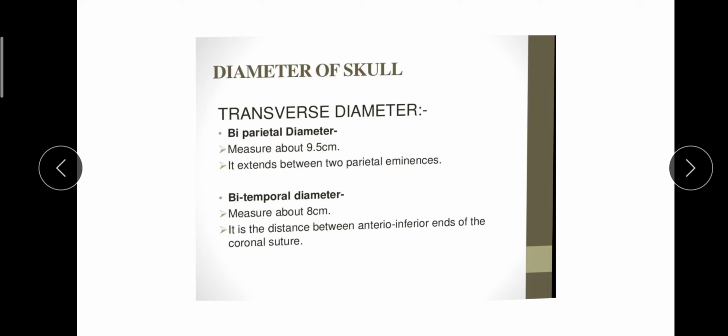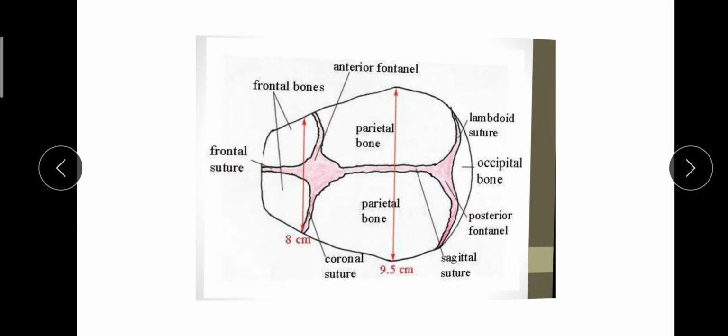So coming to the first, the transverse diameter. In that we have the biparietal diameter and the bitemporal diameter. The biparietal is about 9.5 centimeters and extends between the two parietal eminences. The second one is the bitemporal diameter, which measures about 8 centimeters, and it is the distance between the anterior inferior ends of the coronal suture.